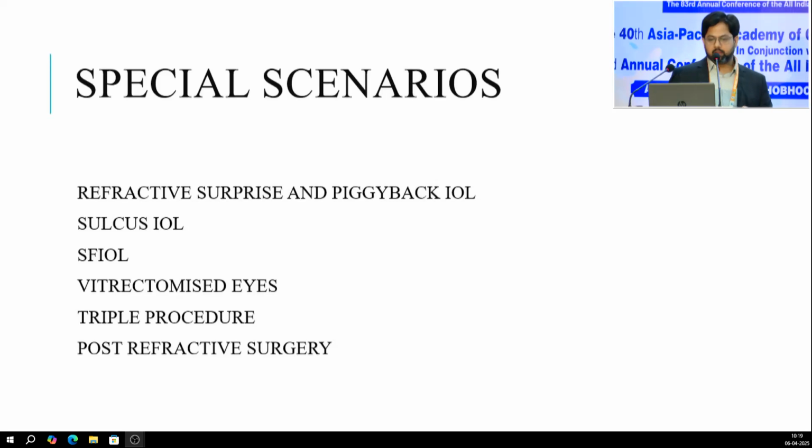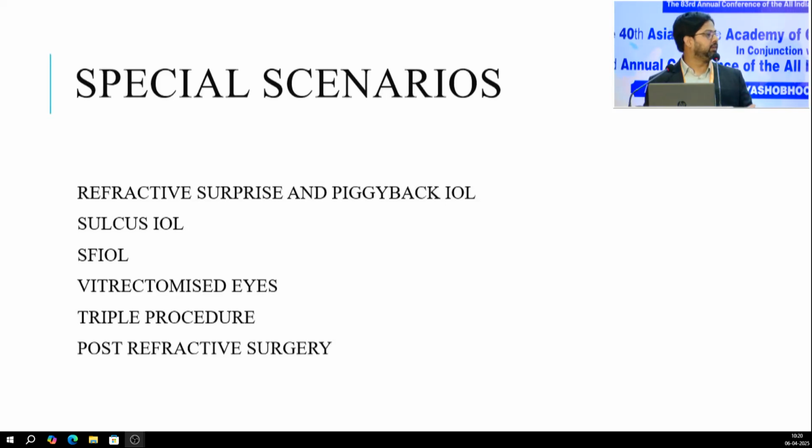So coming to special scenarios, if you have a refractive surprise and you are planning a piggyback IOL, for a myopic surprise, whatever refraction is coming, you multiply it by 1 times the refraction, and you get the power to be implanted for the piggyback IOL. And piggyback IOL is a sulcus IOL, a 3-piece IOL placed in the sulcus in front of the IOL which has already been placed. If the refractive surprise is hyperopic, you multiply by 1.5. So 1.5 times the refraction, you get the value.